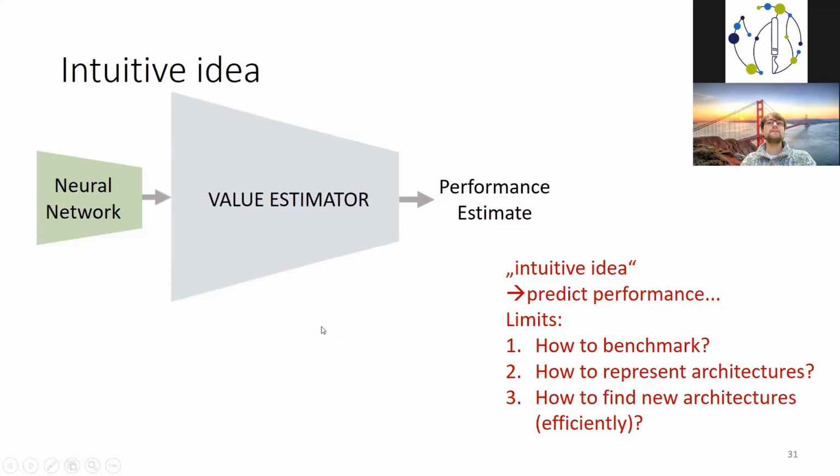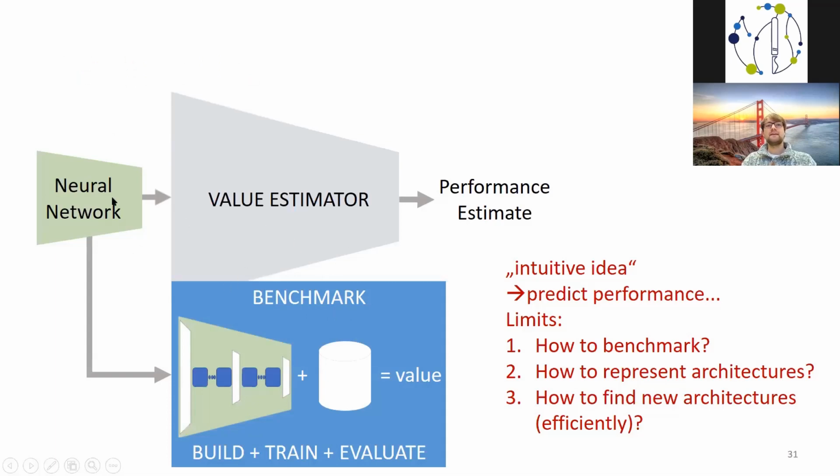So the intuitive idea here is to predict the performance. The question obviously is then, how do you benchmark? How do you actually say this is an architecture? How do you discriminate between architectures and describe architectures? And then how do you find architectures efficiently? These are the problems with this kind of setup. But I guess we can just introduce a benchmarking task, and then we can benchmark with data, using the architecture from the left side. We can just build, train, and evaluate that architecture. Then we get performance estimates. So that is doable, I guess, but it has to be efficient, right?